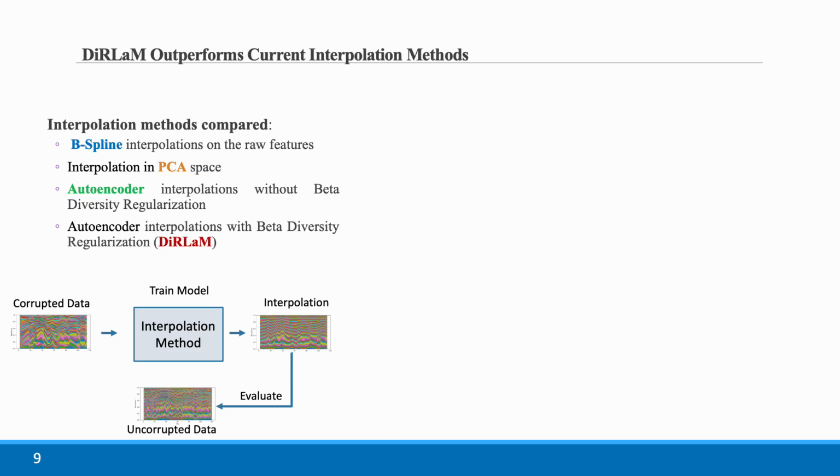The next thing we evaluate is DiRLaM's interpolation ability. We compare DiRLaM to standard B-spline interpolations, a similar linear interpolation within a reduced space defined by principal component analysis, and a standard autoencoder, which is essentially DiRLaM with no beta diversity regularization. Models were trained in a similar fashion using tenfold cross-validation, using the corrupted data to train the model, and comparing the held-out interpolations with the uncorrupted data.